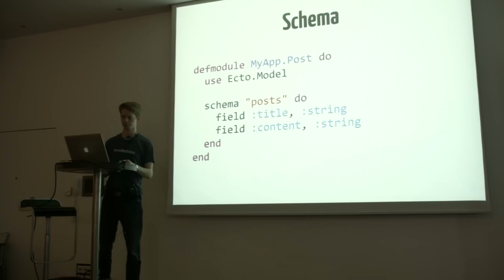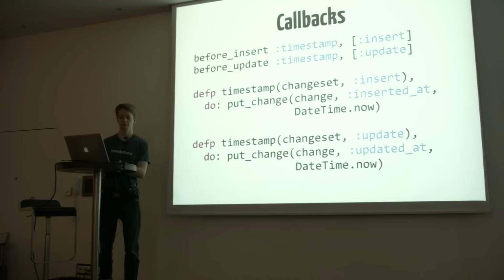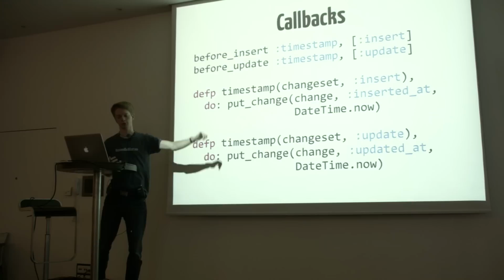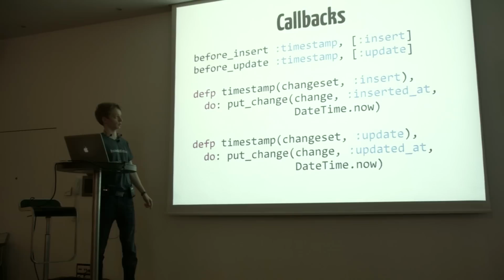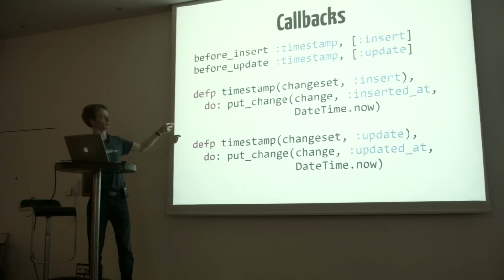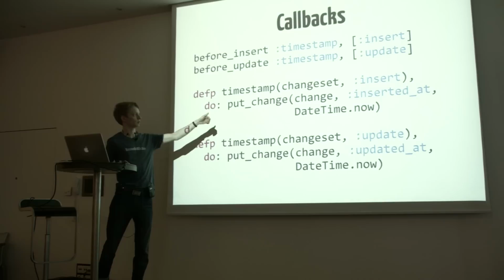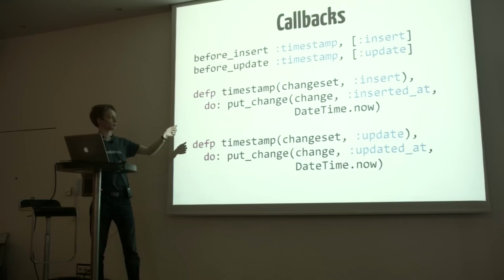We also have callbacks in the model. A callback will execute before or after you do an insert, update, delete, or load something from the database. And you specify it like this. You have like before insert or before update, a function name and a list of arguments that you want to pass to that function. So here we have an example how you could implement automatic timestamping when you insert or update a record. As you see here, the first argument is a change set. I'll get to change sets in just a moment and explain what those are.